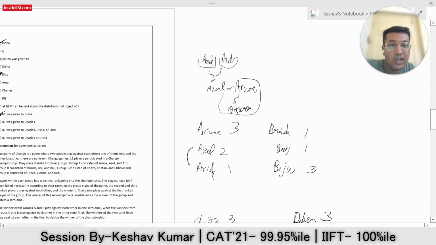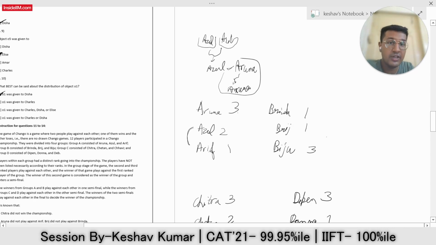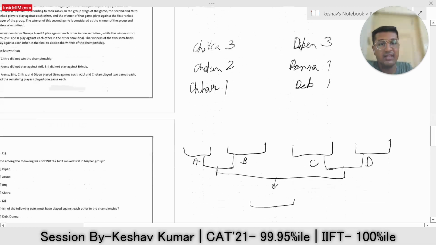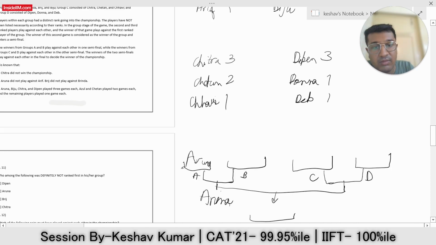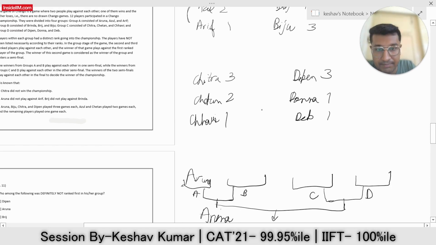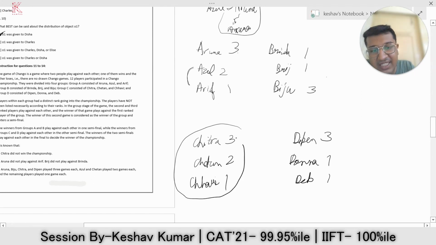Then which would have been the third game? When she would have won that second game as well. So by winning in Group A, she would have reached this stage, and this was her second game. She played 3 games, remember, so she must have won the semi-finals and reached the finals. Okay, so that's her third game. The same scene can be seen here in the case of Chitra, Chetan, and Chavi.